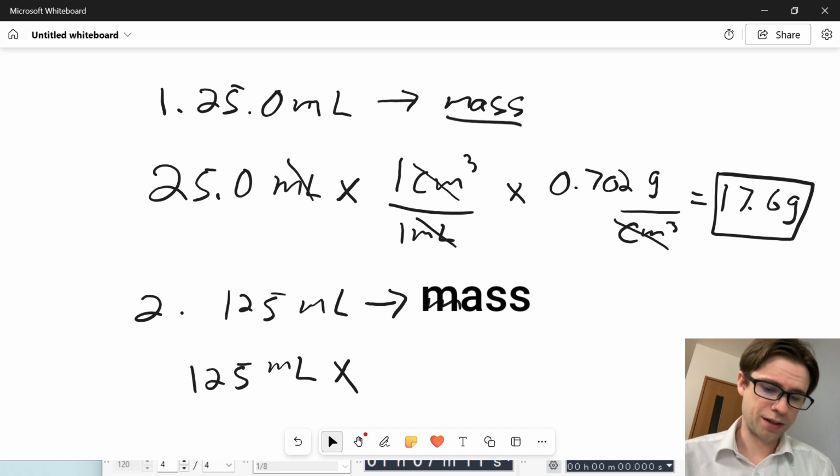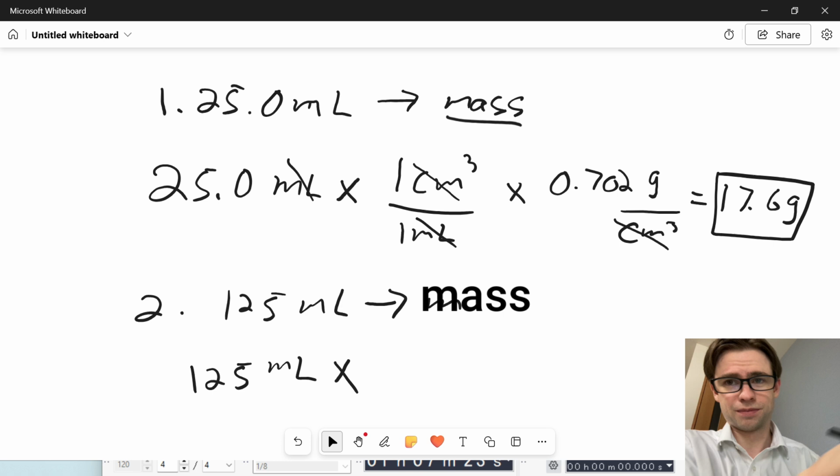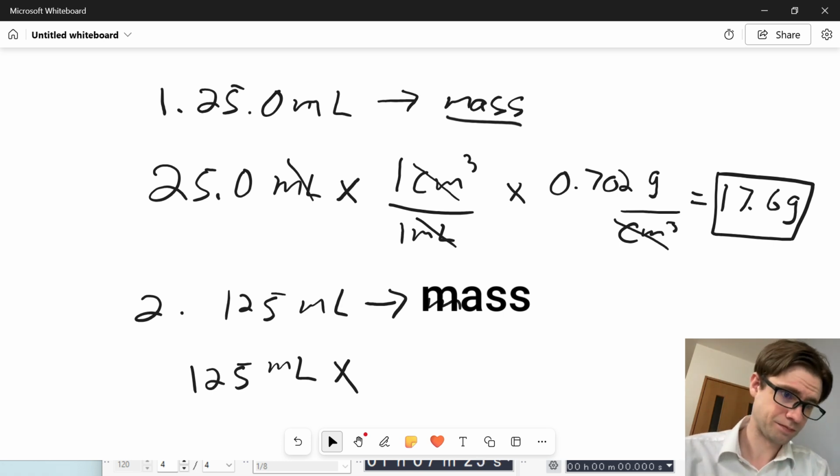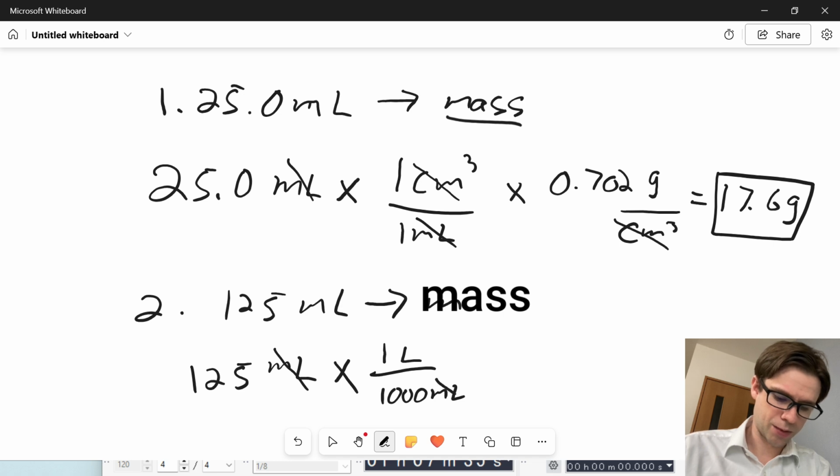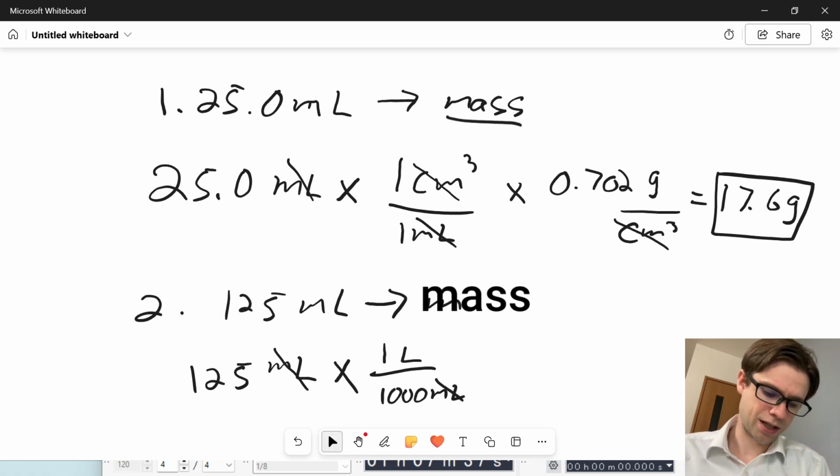So you guys might think the ratio is 1,000 milliliters per liter. While that is true, you can always flip these conversion rates or take the inverse of them. There's nothing that says you can't do that. So 1 liter per 1,000 milliliters. If I write it this way, I'll get what I want. My milliliters cancel out, I'll be left with liters.